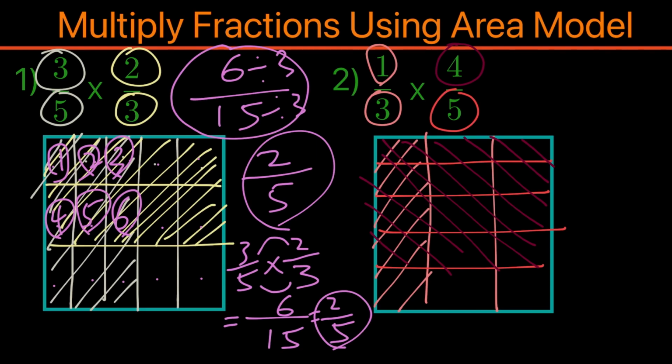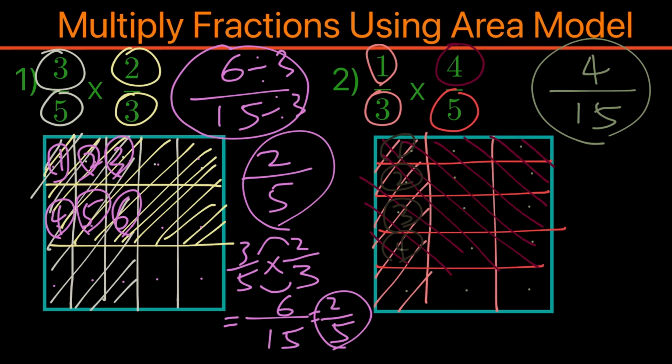And the area that overlaps would be 1, 2, 3, and 4. So that tells us that we will have 4 as the numerator, and out of the total number of boxes available, we have 1, 2, 3, 4, 5, 6, 7, 8, 9, 10, 11, 12, 13, 14, 15. So the answer is 4 over 15.